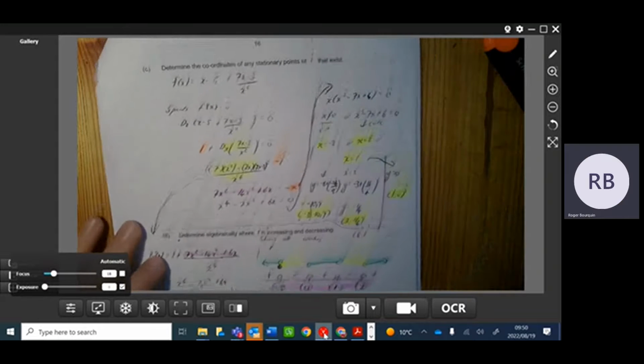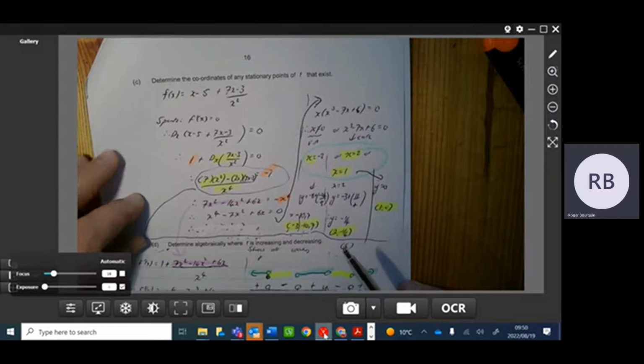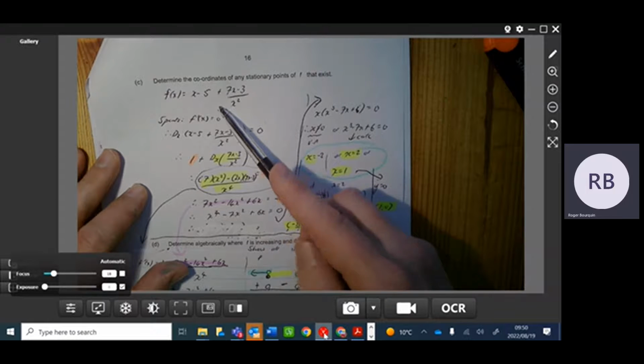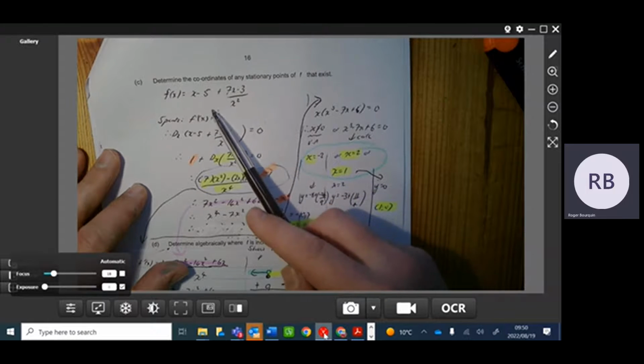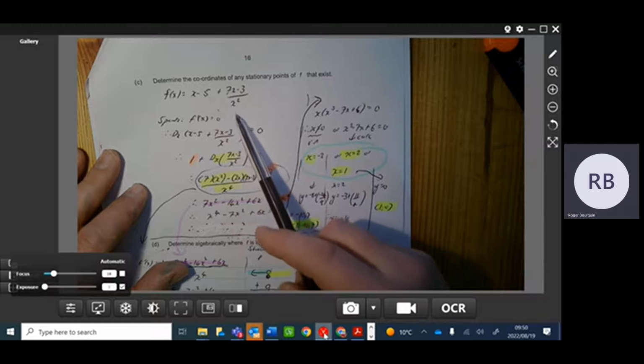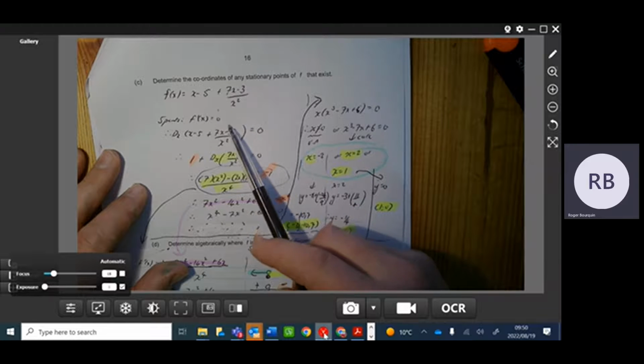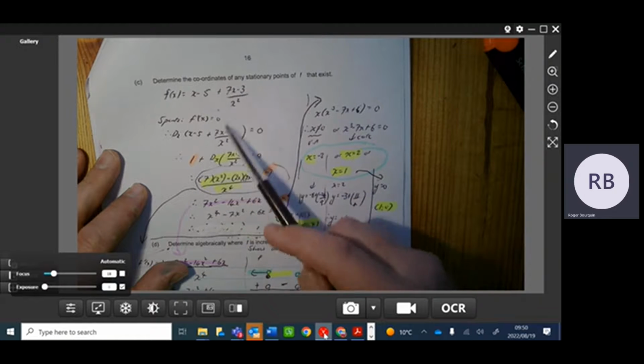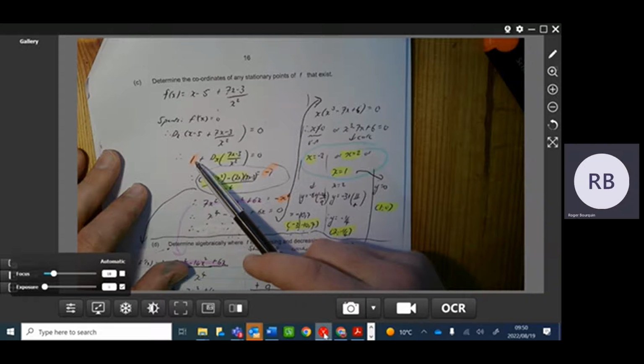Then it says determine the coordinates of any stationary points of f that exist. Well, again, I would work with this format that you've got after your division. It's much easier to work with. So you get f of x is equal to x minus 5 plus 7x minus 3 over x squared. Stationary points occur when the derivative is equal to 0. So you've got to find the derivative of that whole thing. The derivative of x is just 1. The derivative of negative 5 is 0.